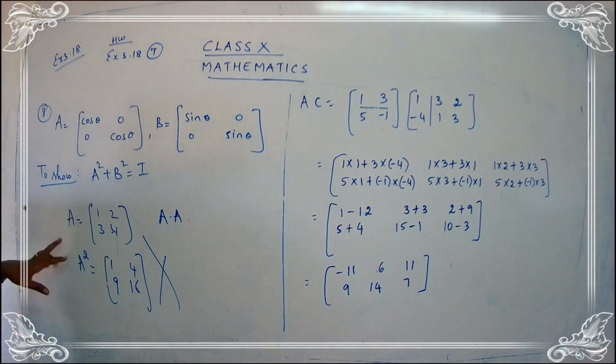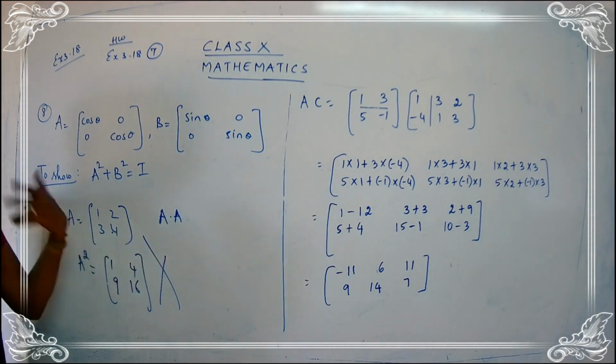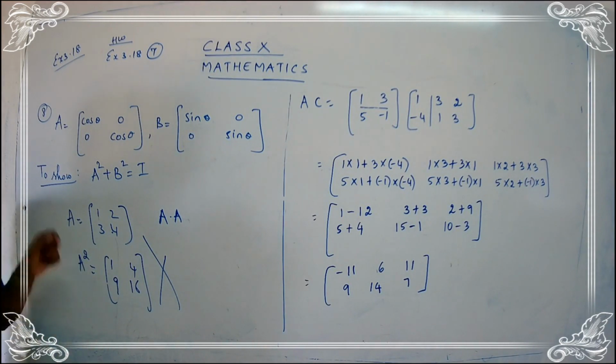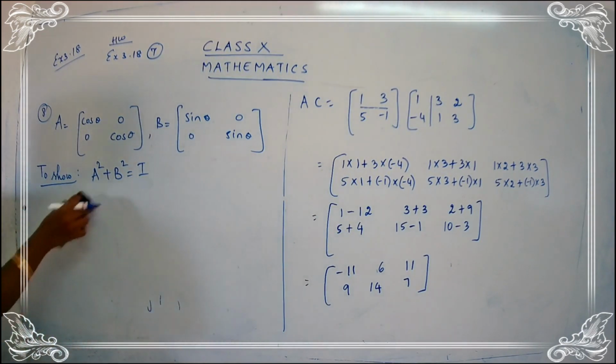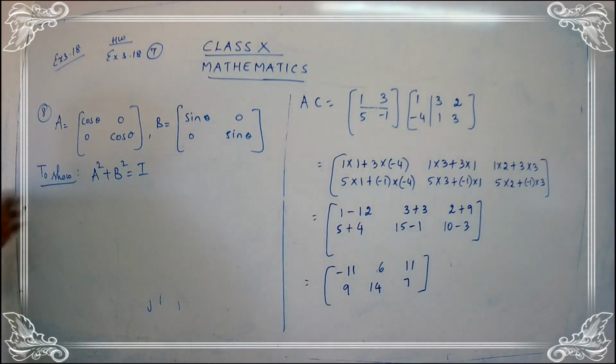Okay, children? So how to find A square? You have to multiply A with A. How to find B square? B into B. How to find C square? C into C. Getting my point? Okay. Let's move further. We are going to start with the A square part. Here I am going to find A square first, and then I'll find B square, and then I'm going to add them.